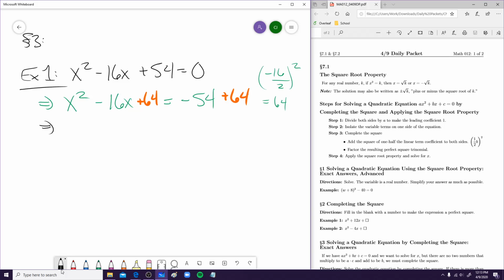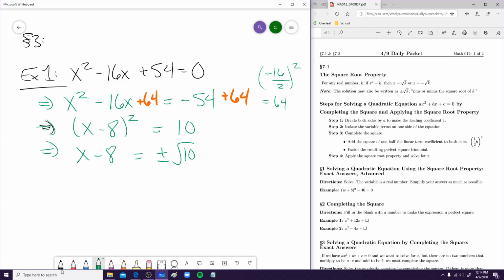When we do that, the reason why we did that is because our goal is to make this left-hand side a perfect square trinomial, which it is, and it factors into x minus 8 quantity squared. Okay, and then negative 54 plus 64, that is 10. So let's do the square root property. So this is x minus 8 is equal to plus or minus the square root of 10.